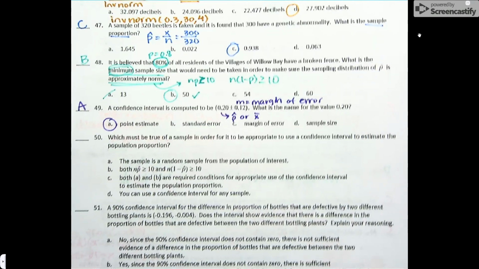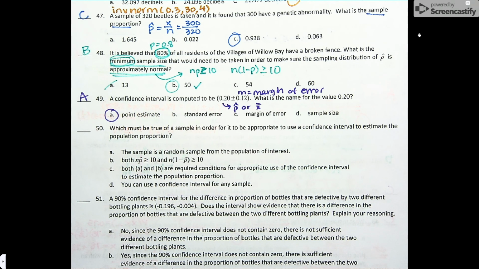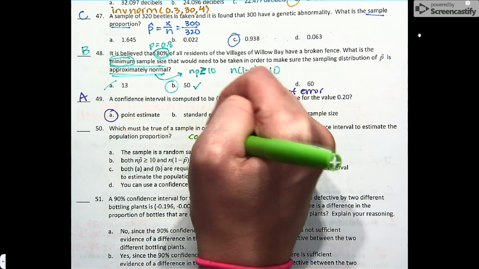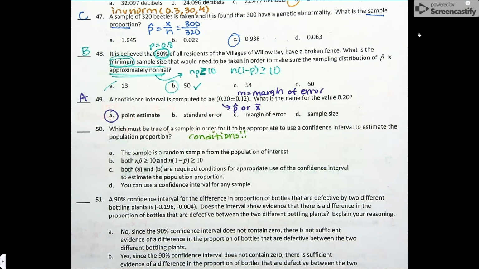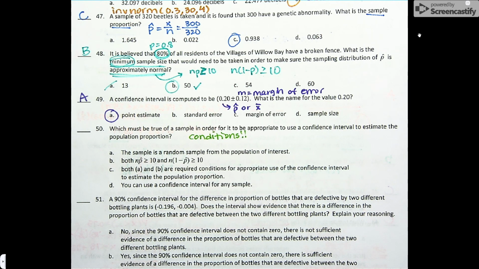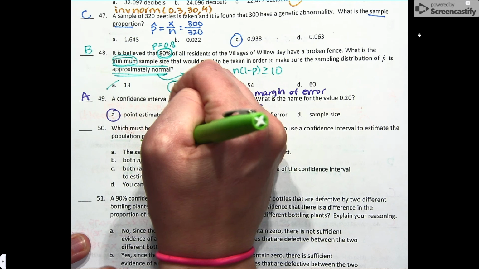And number 50, which must be true of a sample in order for it to be appropriate to use a confidence interval to estimate the population proportion. This is kind of hinting towards checking your conditions. I'm going to go ahead and put that down. So this is thinking about conditions. Once again, you guys have to keep the conditions straight, whether we're talking about proportions or means. We are talking about proportions.